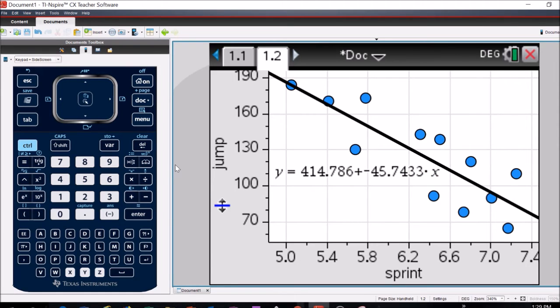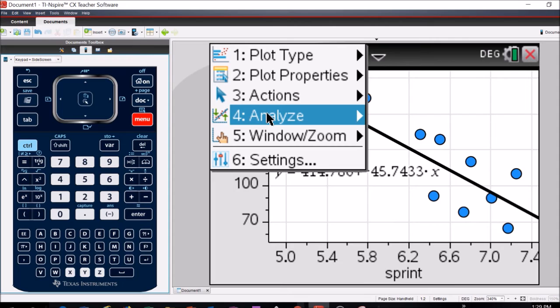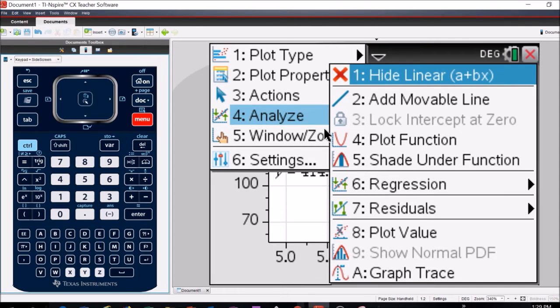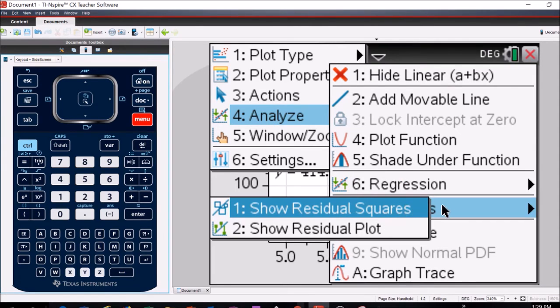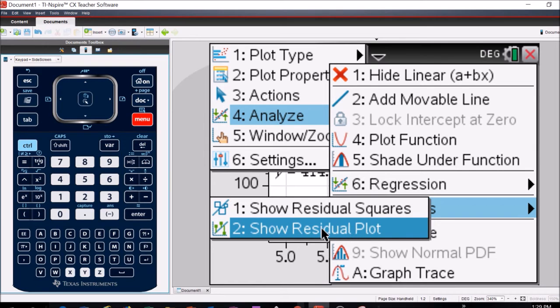I also want to show you another graph type that you can add. So let's go back in, and let's go to Analyze. And I want you to go down to Residual. So I'm going to slow down for just a second. So at Menu, Analyze, and then Residuals. And we're going to look at the residual plot.